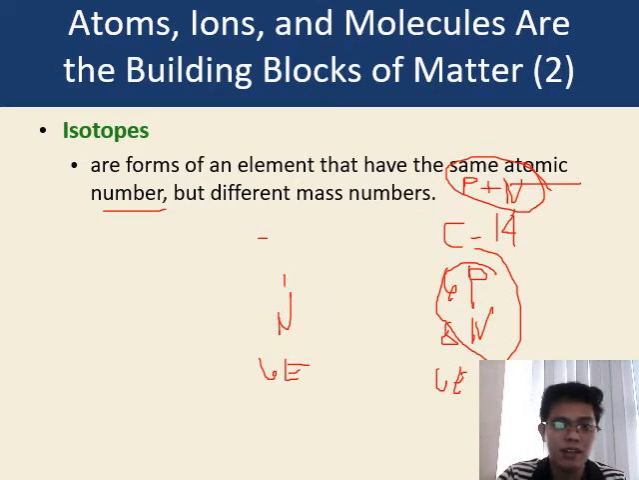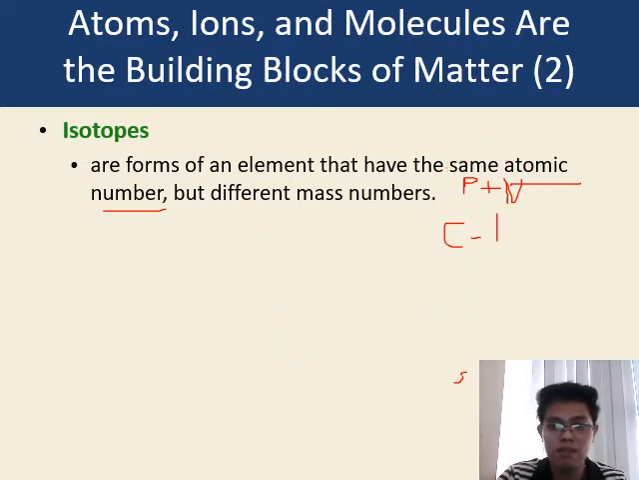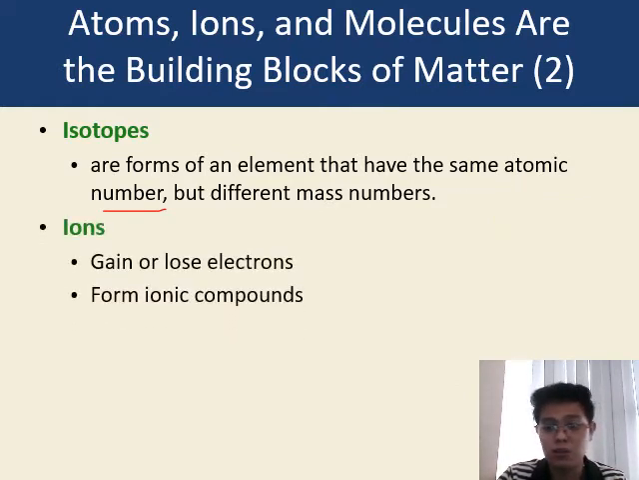And also, elements, molecules, or compounds can also be ions. What are ions? These ions are elements or compounds that gain or lose electrons. So they're either positively charged or negatively charged. Then these elements can also form ionic compounds. An example for that, we have hydrogen ion. Hydrogen ion is positively charged because it loses electrons. And then we have hydroxide ions. It's negatively charged because it gains electrons.